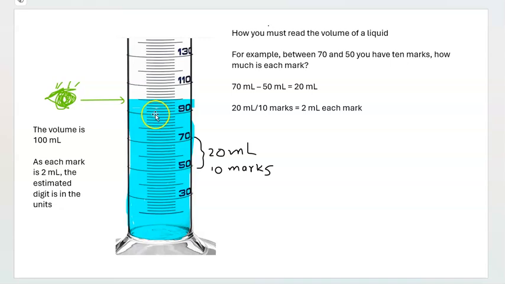You can say, for example, that this liquid is 90, 2, 4, 6, 8, 100. Then it's 100 milliliters. This is what is the reading. You only can say that it is 100 or 102 or 98. This is the place that you will estimate, in the units for this case.